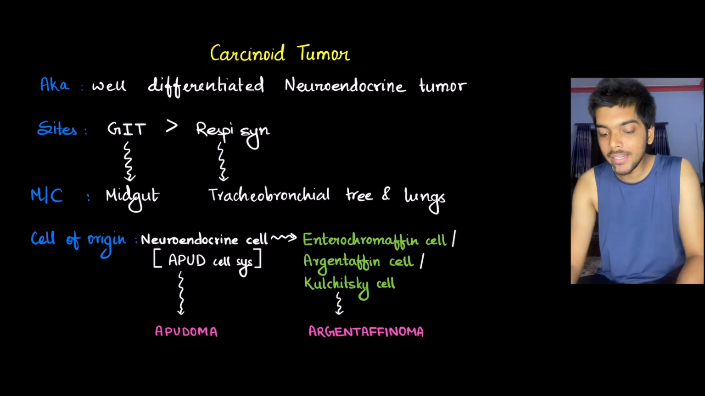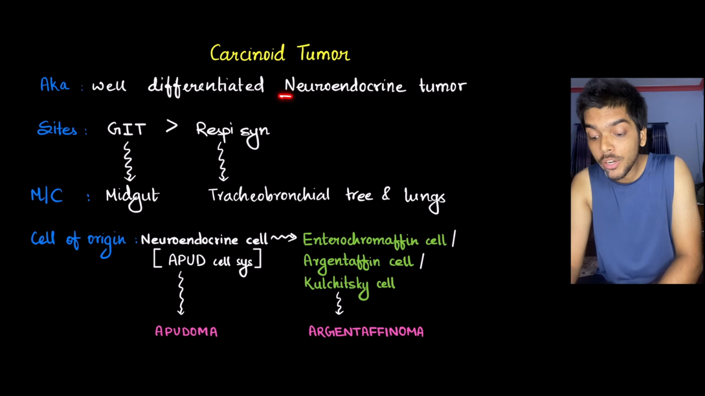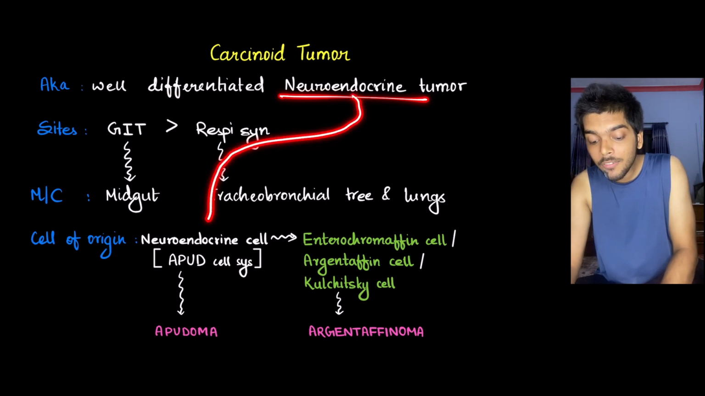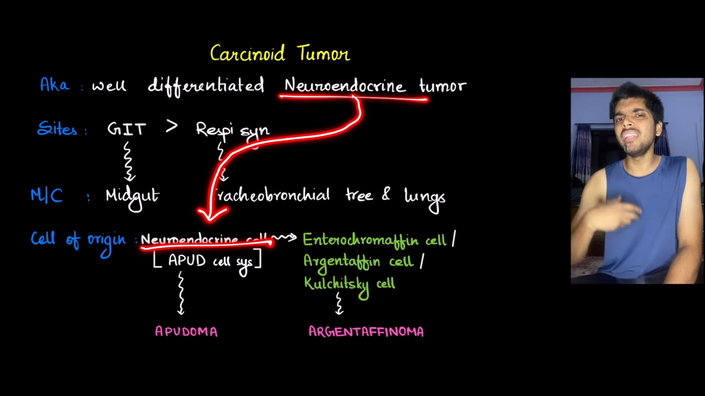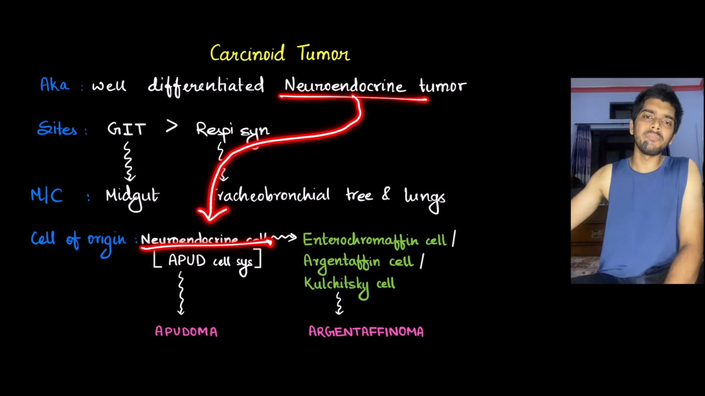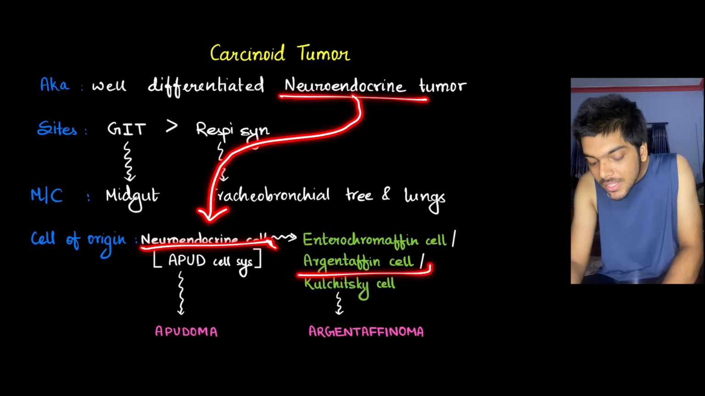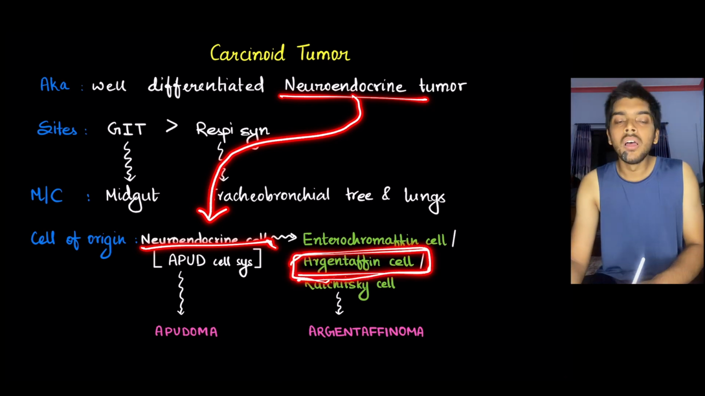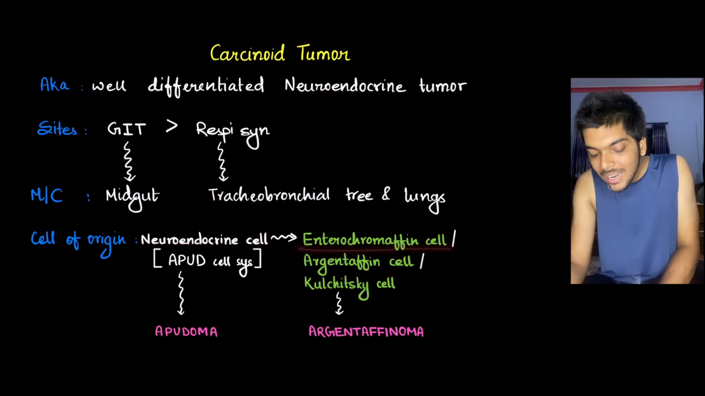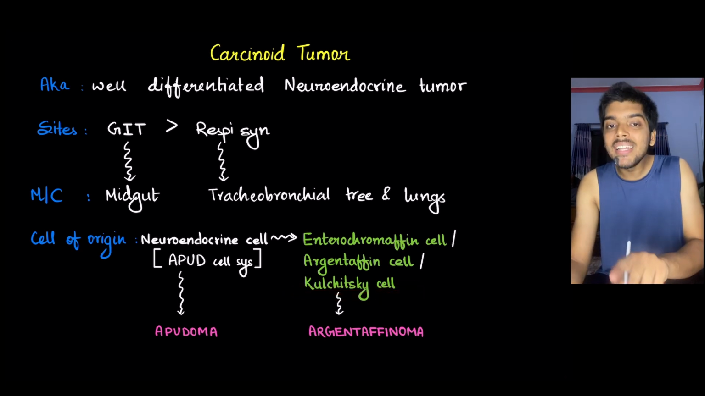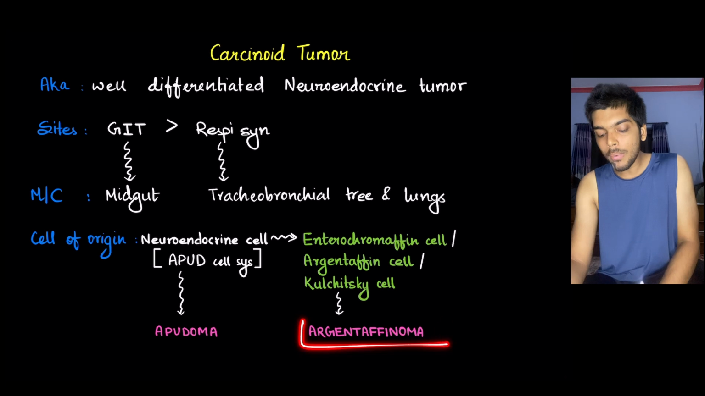Carcinoid tumor. It is a well differentiated neuroendocrine tumor. That means it is arising from a neuroendocrine cell. The question is, which neuroendocrine cell? There are many neuroendocrine cells throughout your body. G cell, argentaffin cell. It is due to the tumor of the argentaffin cell. Which argentaffin cell? The argentaffin cell is also referred to as the enterochromaffin cell or Kulchitsky cell.